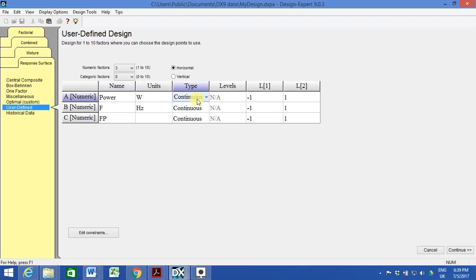The type, as long as we are going to use levels, it's not continuous anymore, because you are not increasing the power infinitely. You are jumping from one value to another, so it's discrete, and discrete, because we are jumping from above the surface, on the surface, and below the surface.